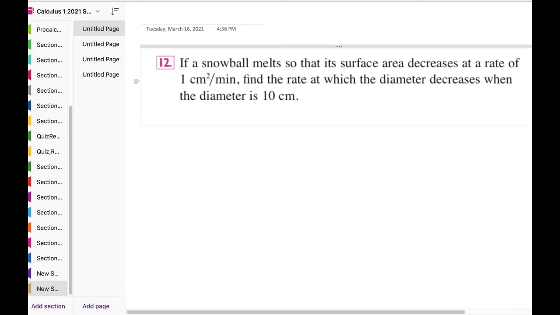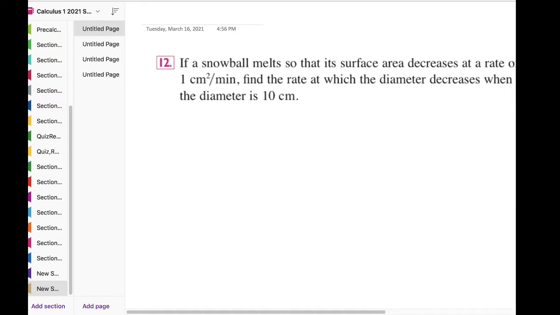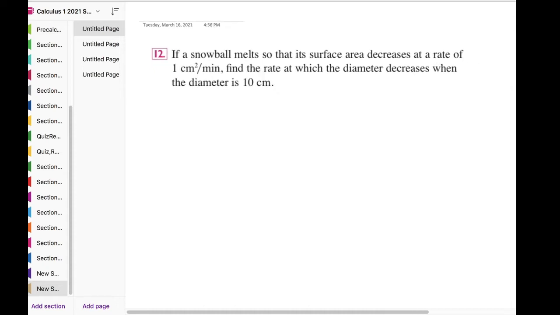Okay, so let's do this question. We have a snowball that's melting in such a way that its surface area decreases at a rate of 1 centimeter squared per minute. This question is asking to find the rate at which the diameter decreases, when the diameter is 10 centimeters. Why don't we just talk about some of the things in the sentence and see what's going on.